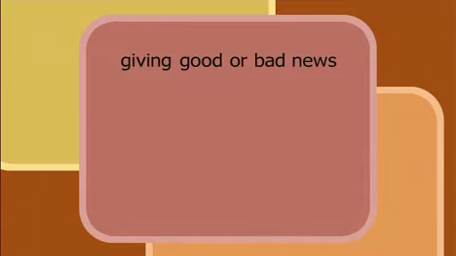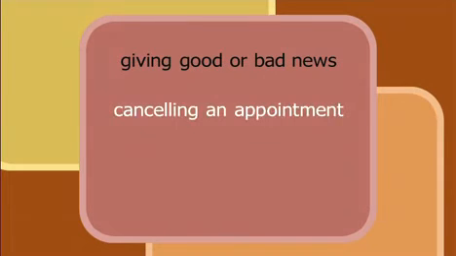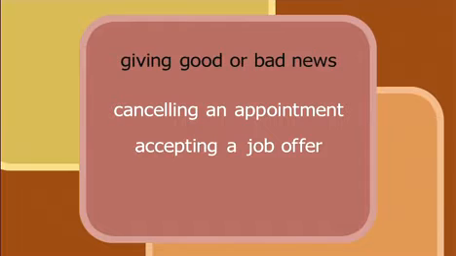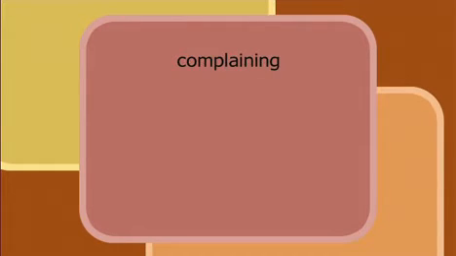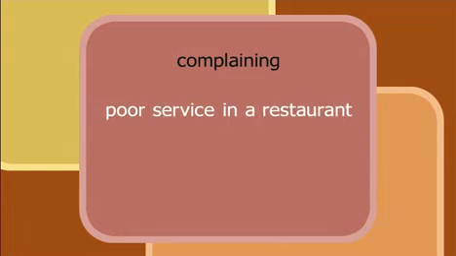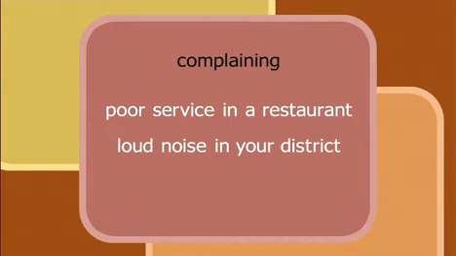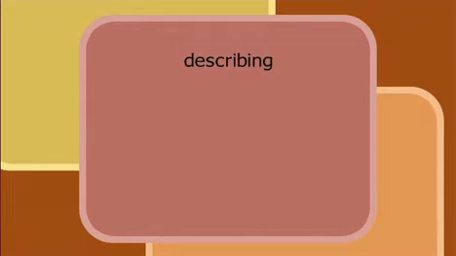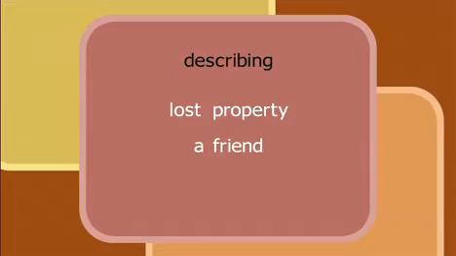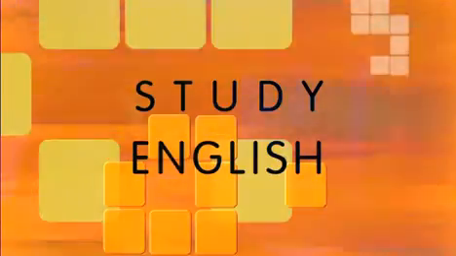Giving good or bad news: cancelling an appointment, accepting a job offer, informing of the birth of a baby. Letters complaining might include poor service in a restaurant, loud noise in your district, a problem with faulty goods. And letters describing might be about lost property, a friend, or a place. Okay, that's an overview of different types of letter.